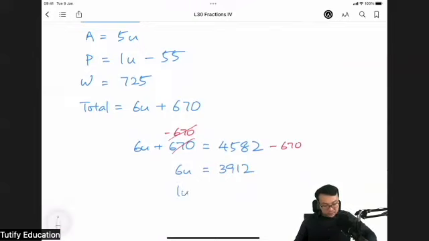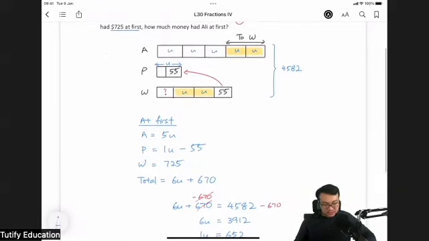3,912. 1 unit equals to 3,912 divided by 6. Divide by 6, which will give us $652. So now what is the question asking you for?